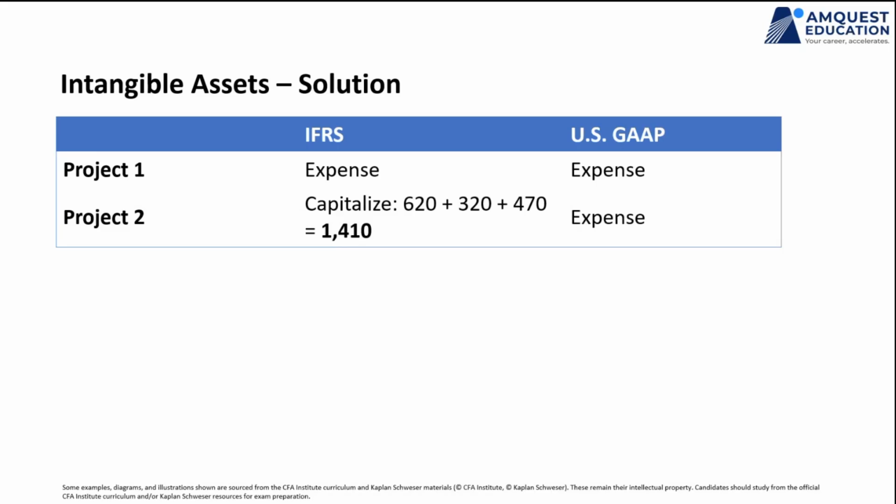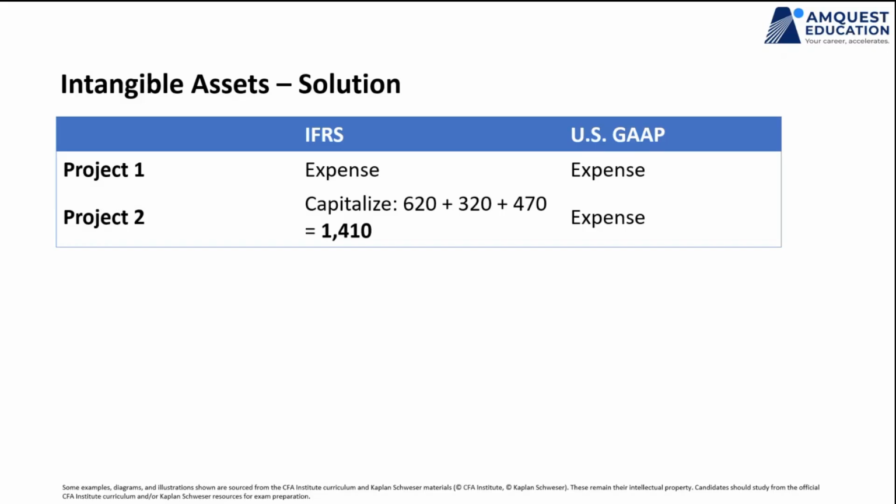But for project 2, we are going to capitalize all the expenses because the technological feasibility has been established. So for project 2, because there is technological feasibility, everything gets capitalized under IFRS. But under US GAAP, it still gets expensed. So the rules that we read in our last weekend class, where we discussed what can be capitalized and what can be expensed, are getting applied here. In certain cases, we are capitalizing it.